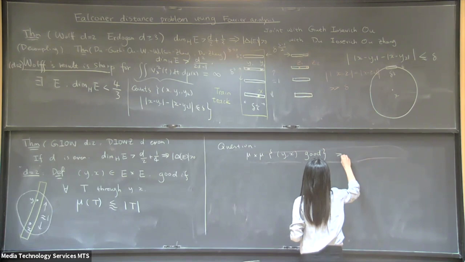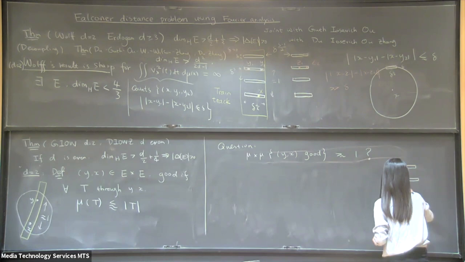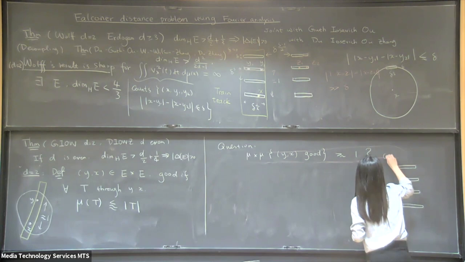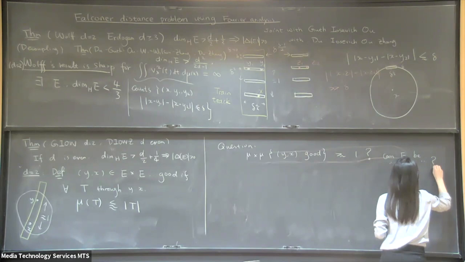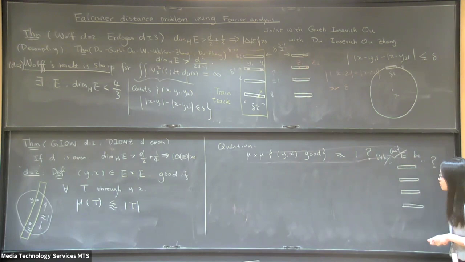In other words, can this type of example happen? For example, can our set E consist of only one train track? Or in other words, why can... Now we need to apply the Orponen radial projection theorem.